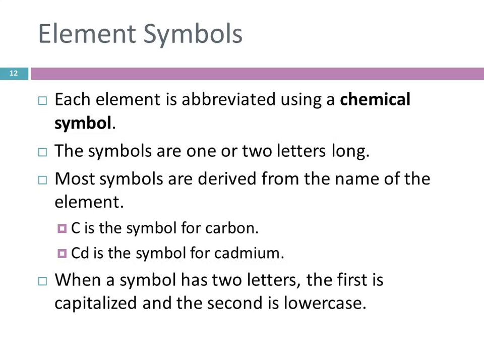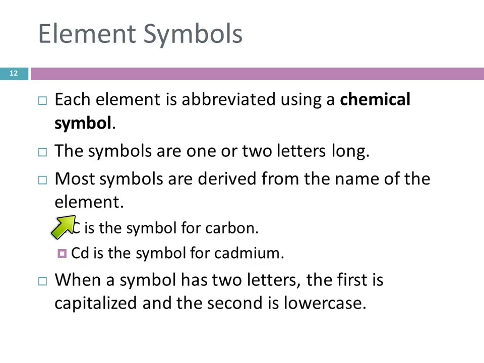And then each of these element names is abbreviated using a symbol, because spelling out all these names all the time would get really tedious. So it's really important that we understand what these chemical symbols are. These symbols are 1 or 2 letters long, and most of them are derived from the name of the element.